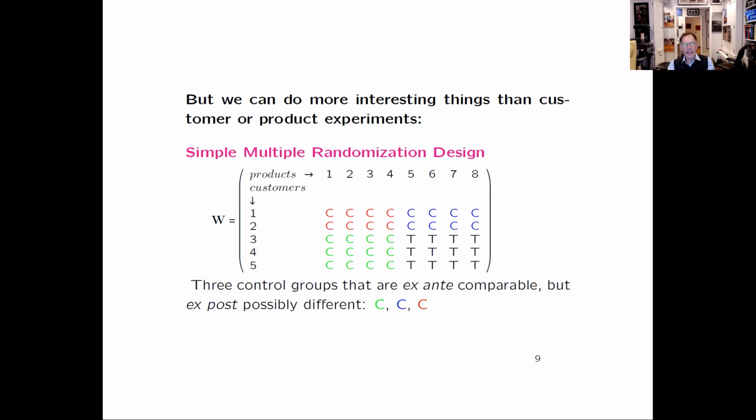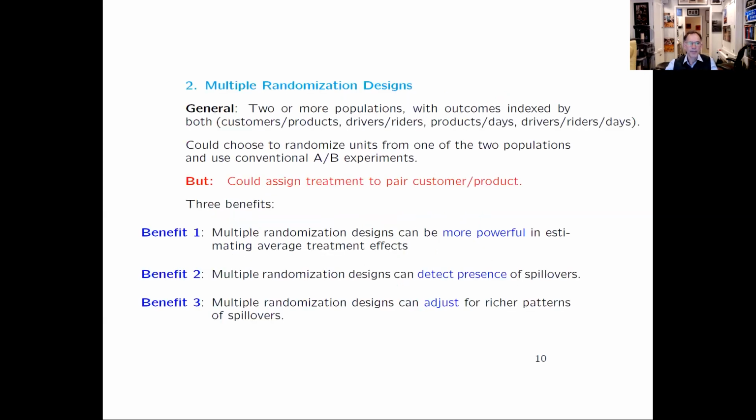And the fact that we see these systematic differences in outcomes is evidence that there are spillovers, and we can use those to disentangle direct and indirect effects of the treatment. And that's going to be the theme of this presentation of this paper. So in general, we think of there being 2 or more populations with outcomes indexed by both. There could be customers or products, drivers or riders, products or days, or drivers, riders, days.